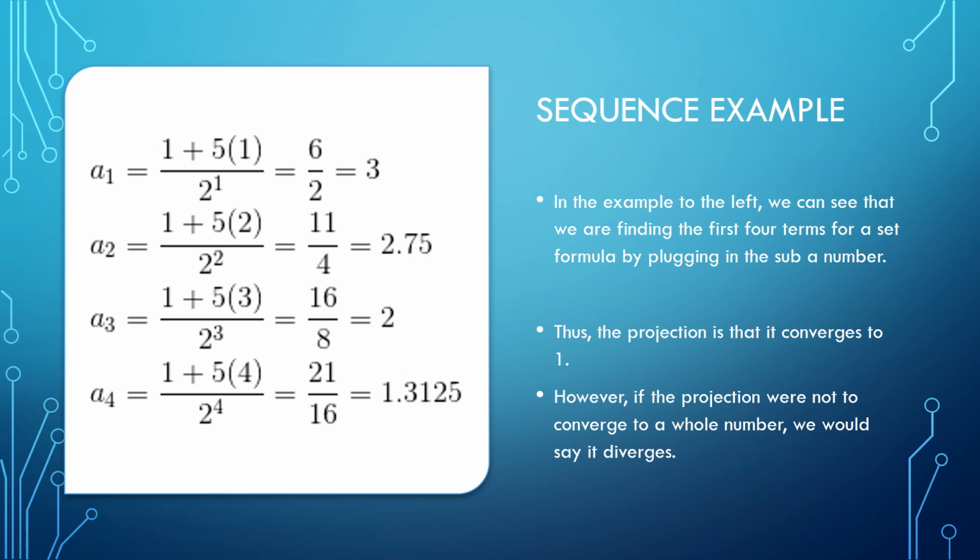Sequence example. In the example to the left, we can see that we are finding the first four terms for a set formula by plugging in the a sub n. Thus, the projection is that it converges to 1. However, if the projection were not to converge to a whole number, we would say it diverges.